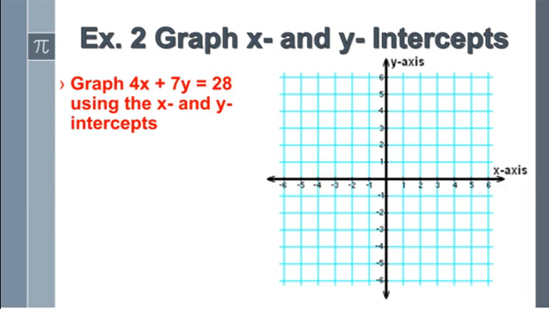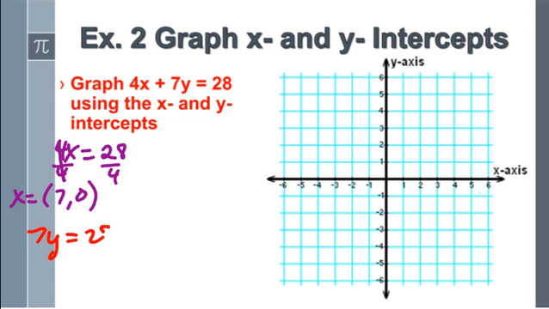And another example here. Still graphing using the intercepts. So I have 4x equaling 28. Divide by 4 on both sides. So the x-intercept would be (7, 0). And for the other one, 7y equals 28. Divide by 7 on both sides. So the y-intercept would be when x is 0, y is a positive 4.